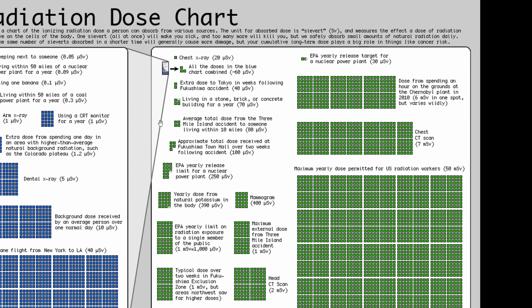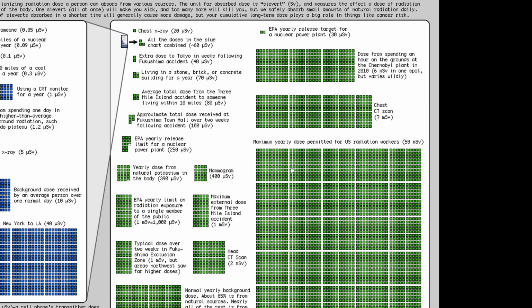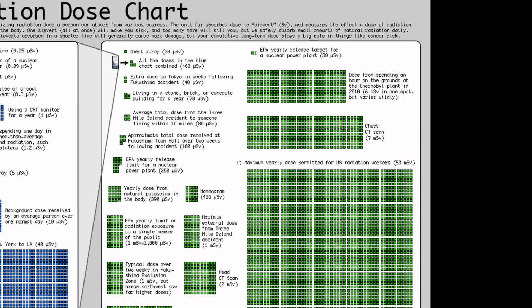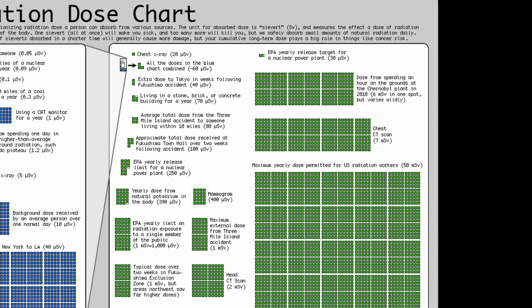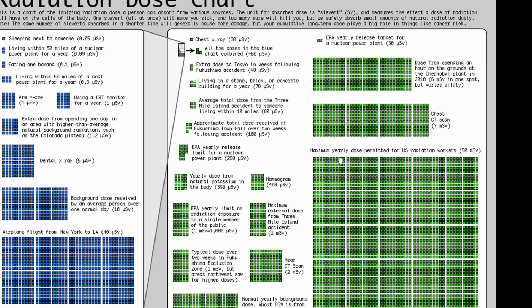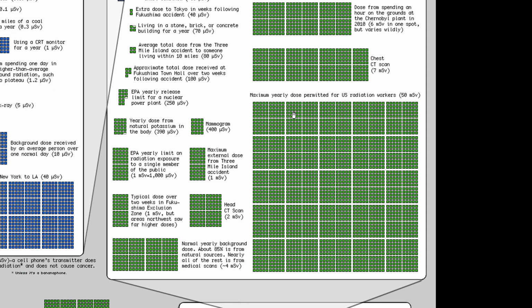That breaks down into here. A chest x-ray becomes much larger, and you could actually get more and more. Now, this number here, remember, compared to that very small one, all of this put together would be what is considered to be the maximum yearly dose permitted for U.S. radiation workers. This is the maximum they can get, and it's 50 millisieverts.